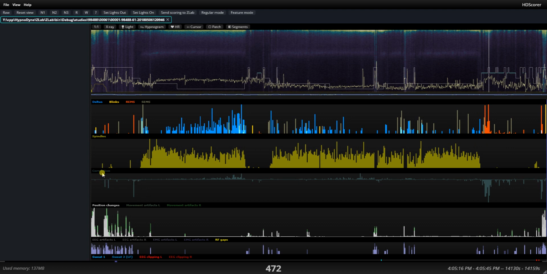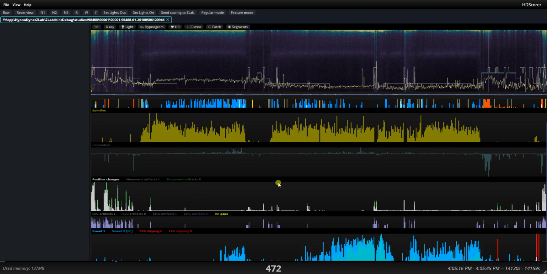Lower than that, there's the correlation map, and the correlation map usually is mixed or positive during non-REM sleep, and it's highly negative during REM sleep. So that's another type of feature that got extracted that you can use to validate what you're looking at up there.